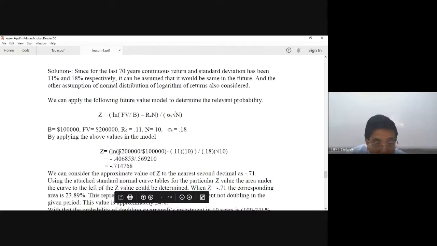Then you get log of 200,000 divided by 100,000, that will become 2, log 2 minus 0.11 times 10. So when you work it out, you will get minus 0.406853. Divide by 0.18 times square root of 10. That comes to 0.569210. And when you do the division, you might get minus 0.714768.